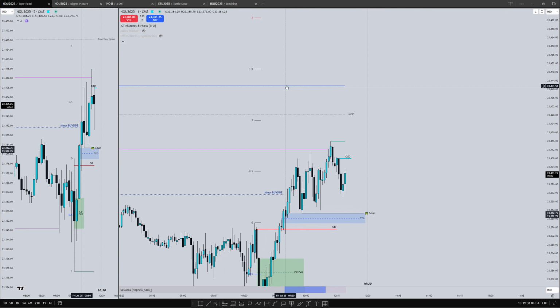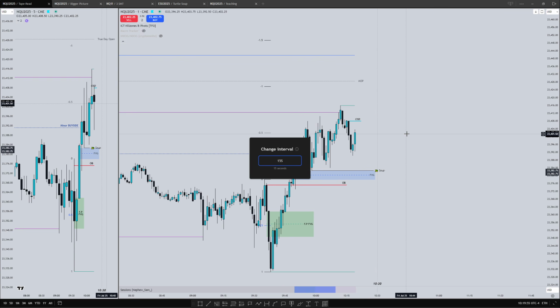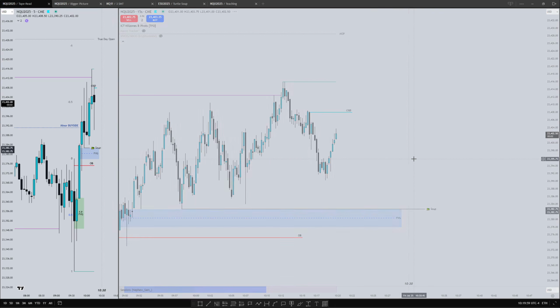Just obviously still got targets up here and up here, so still room to run. Just consolidating here in silver bullet. Yeah, nope.